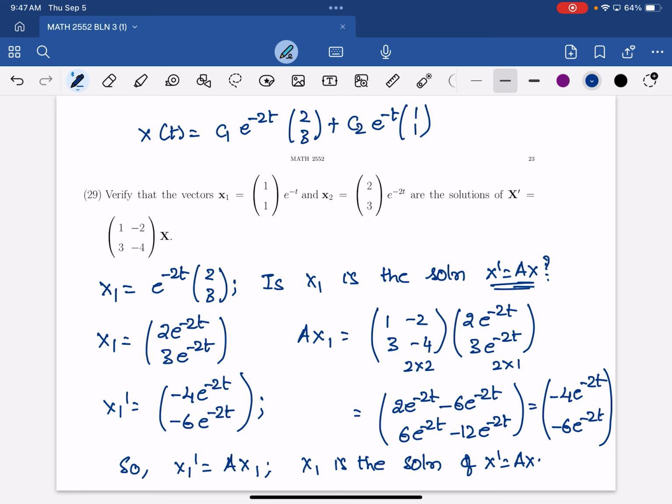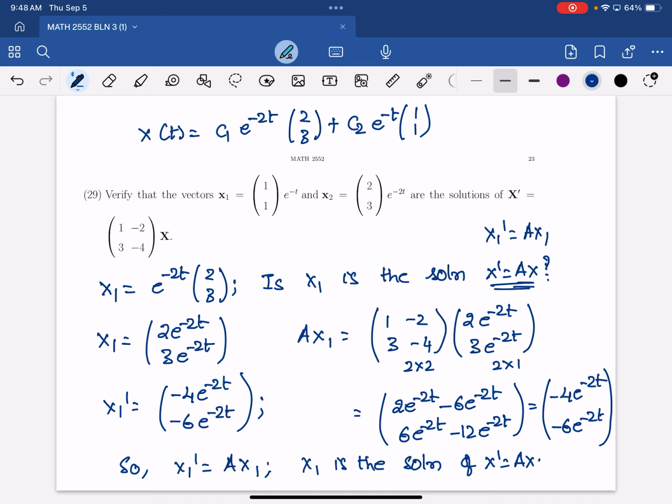Oh, okay. When is x1 a solution of this? It means when I substitute it, I should get x1 prime equals Ax1. When something is a solution, I need to plug it into the equation and check both sides are equal, right? It's an identity. Is something a solution to an equation? It means you substitute it into the equation and make sure that you get an identity, that both sides are equal. Do you agree with me on that?